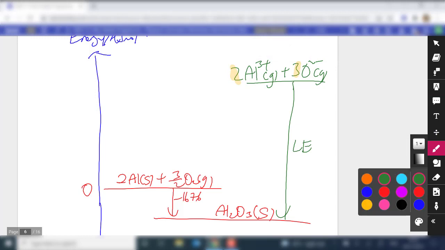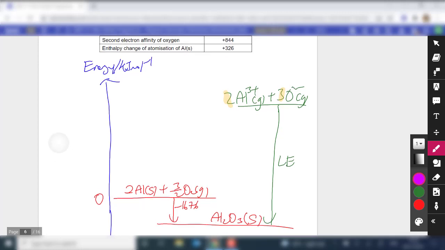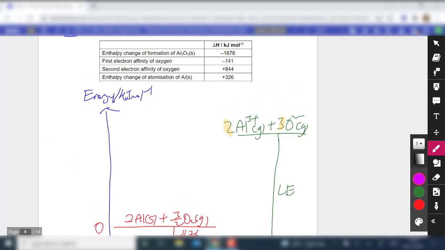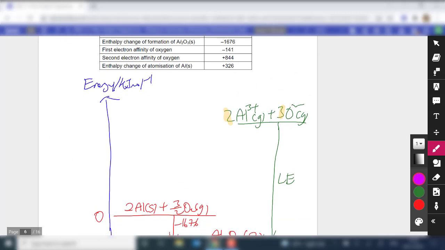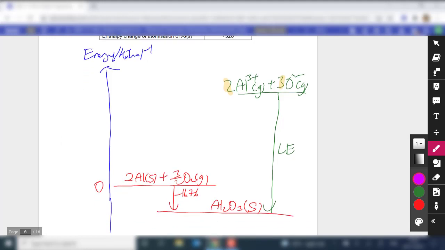Okay, so once we are okay, we'll just move up. We're going to atomize aluminium, and we're going to atomize oxygen as well. Aluminium atomization is 326. We need to multiply by 2. So we're going to end up with 2 Al gaseous plus 3 half oxygen.